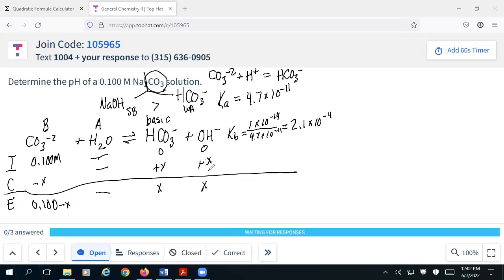Okay, now this one's gonna be a little bit closer for the 5% approximation. 0.1 times 0.05 is 5 times 10 to the negative third. We're actually only about 1 order of magnitude away. I would advise actually leaving this one as it is. Whenever we're on the same order of magnitude or close to it, within 1, it's better to do the quadratic, because otherwise we're going to get something that's a little bit off if we estimate.